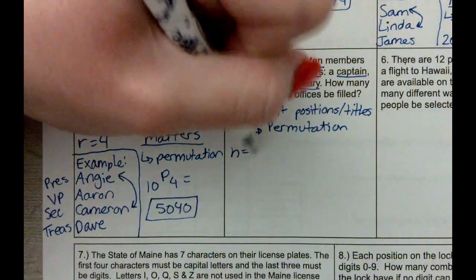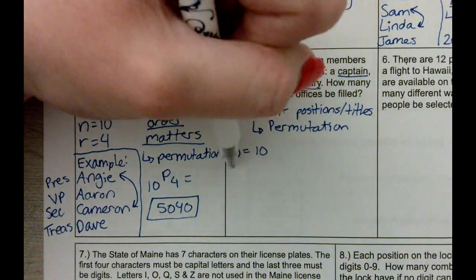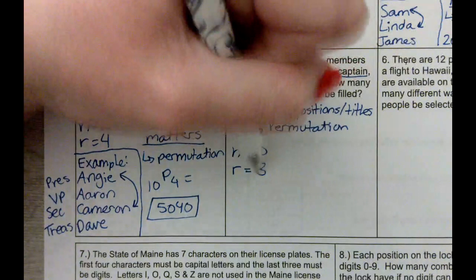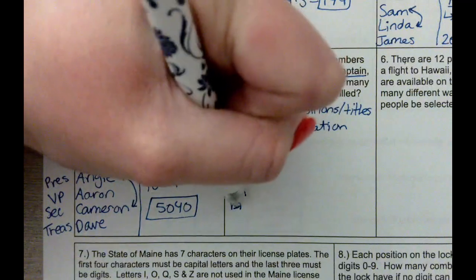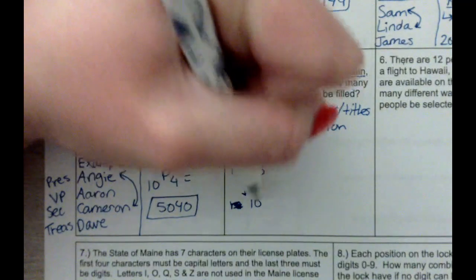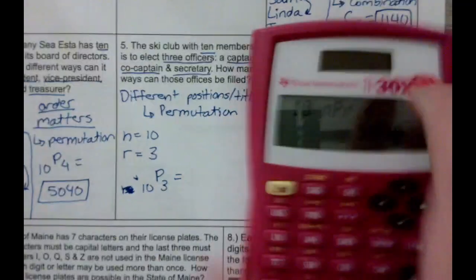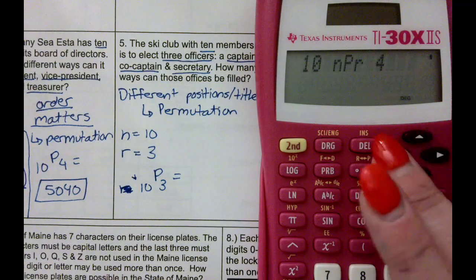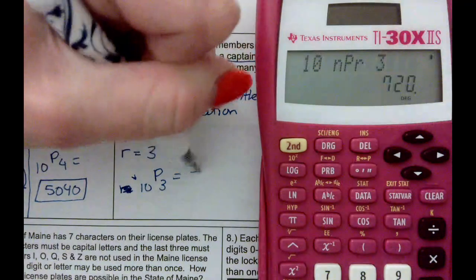All right, we know that N is 10. That's how many people we have to choose from. And then they are choosing 3. Captain, co-captain, secretary, 3 officers. So this one is 10P3. Now, this is almost exactly the same problem, so I'm just going to arrow up and change what I had here. So now I have 10P3 instead of 10P4, and I now have 720.